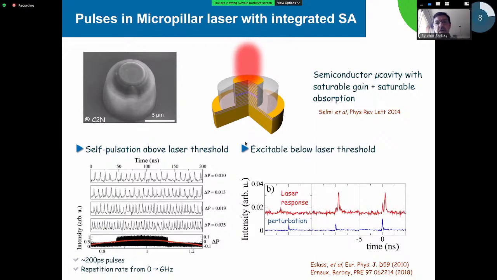This laser, when operated just below the laser threshold, can work in the excitable regime. So excitability: suppose you set the laser just below the laser threshold and you send a short optical perturbation to this laser. If the perturbation is small enough, you get no response, but if it's just above a certain threshold, you get a large response which is calibrated. So the output response does not scale with the input perturbation. This is a clear signature of what is called excitable behavior.